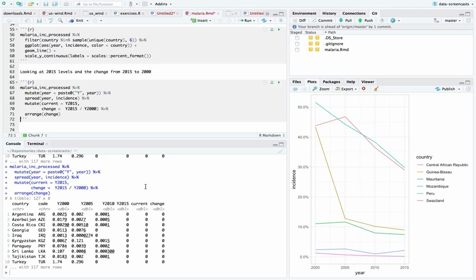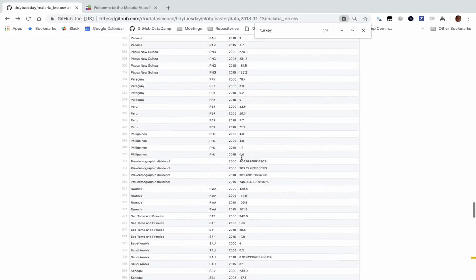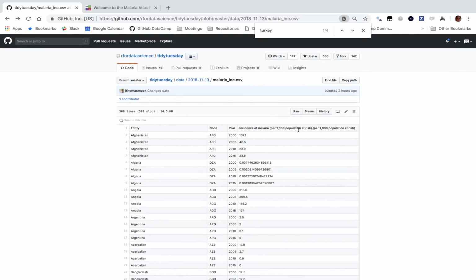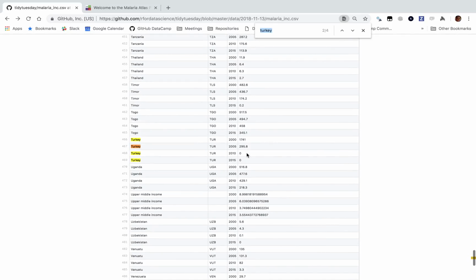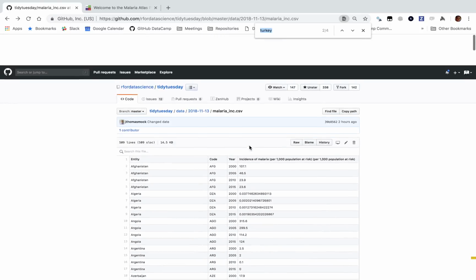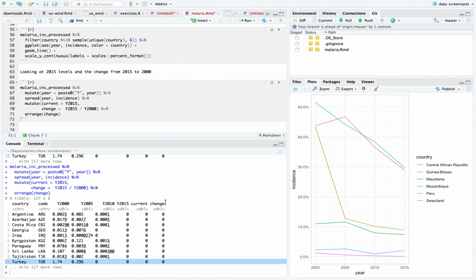Okay. It's really hard to say. This is very strange. Turkey, right here, suggests it has an incidence in the year 2000 above 100%. If I take a look at Turkey's data, I don't really understand how I can have an incidence of 1,741 per 1,000 population at risk. I don't know how to interpret that. It could mean the same person gets malaria multiple times, but that doesn't feel right to me. Okay. I might take a look. I'm not sure what to make of that.